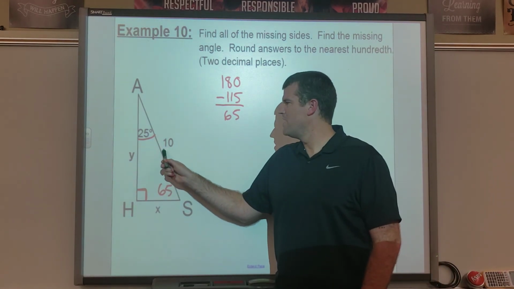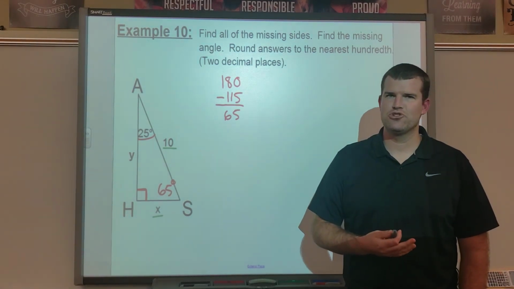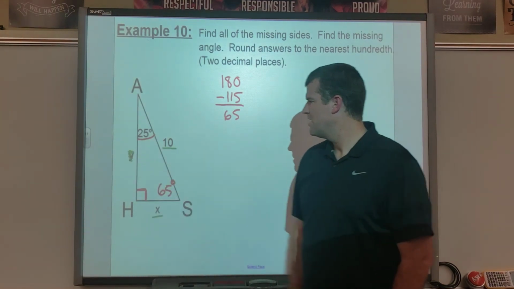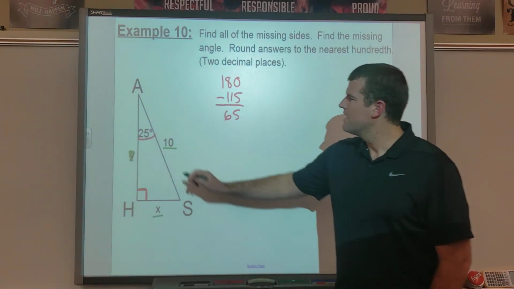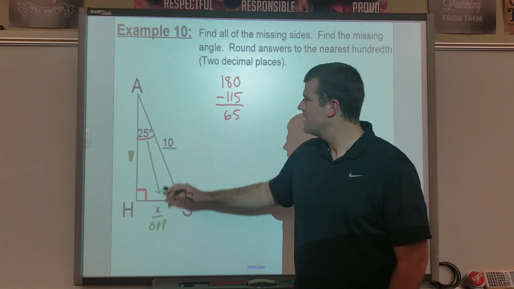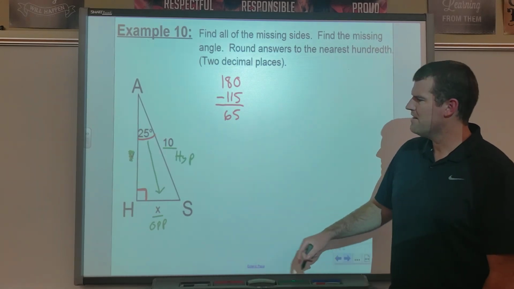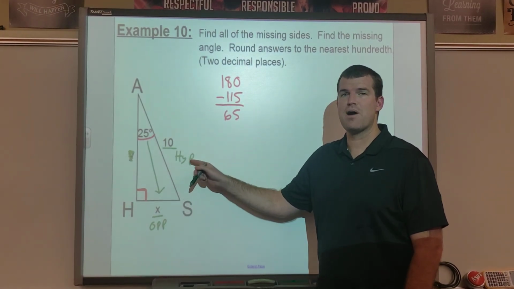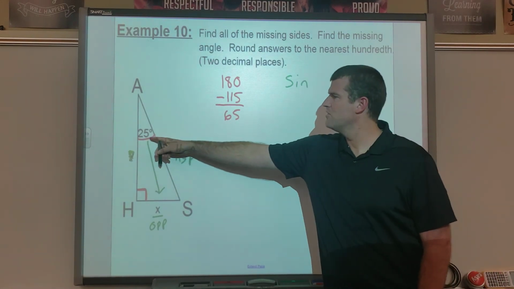Now, if I only have one side length and I need to find a second side length, I do need to use trig. So in this particular one, I'm going to ignore the y for a minute. And actually, I'm going to ignore this 65 as well, just so I don't get confused by it. If I use this 25-degree angle, I know that x is the opposite, and I know that 10 is the hypotenuse. So if I want to solve for x, I can use O and H, right? Which trig function uses opposite and hypotenuse? Sine, very good.